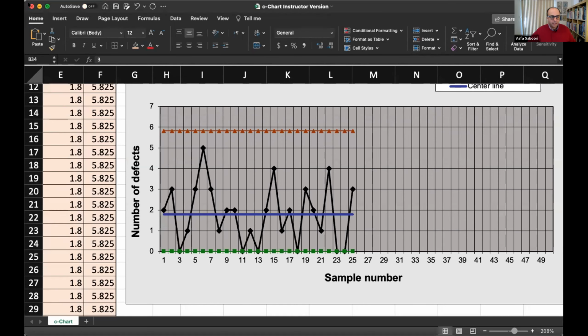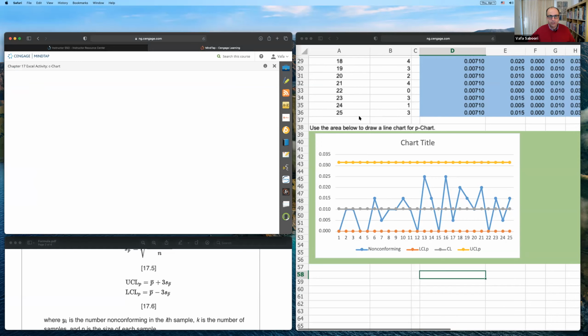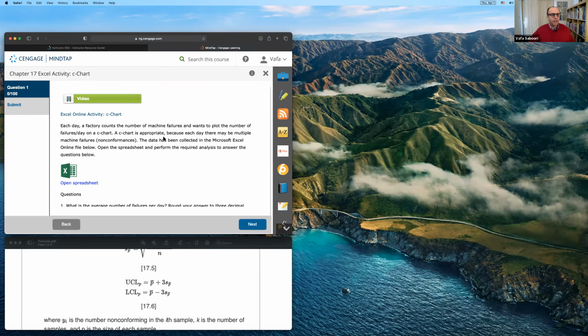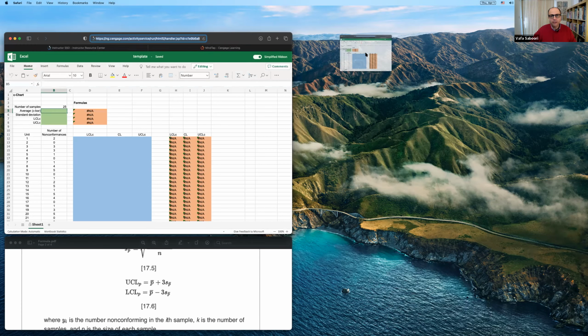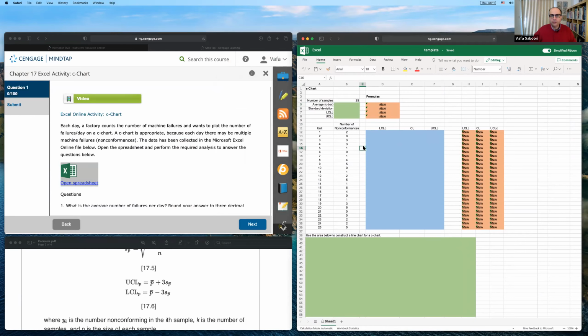So now let's go ahead and see if we can build a C chart. Okay. So I need to share again my whole screen with you. And here I have the C chart. This is again the end of the chapter. Click on the Excel activity for C chart. Let's close this and let's see how it works. Okay. Again, this is the same question, number of machine failures. There's a video that you can watch. This is part of your assignment. Let's open the spreadsheet, bring it here and start working on it.